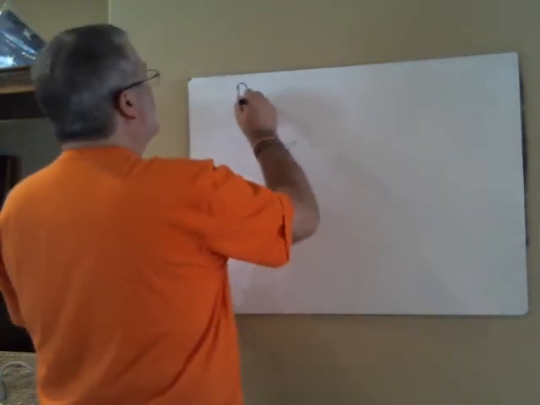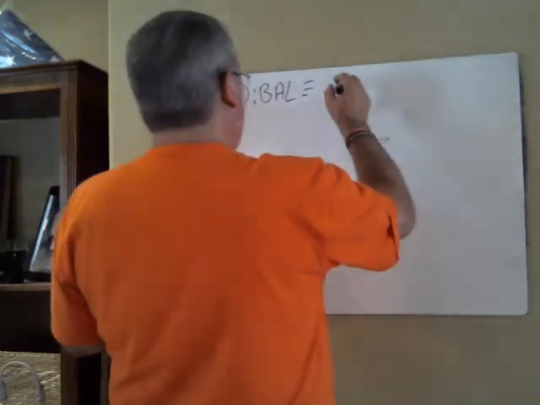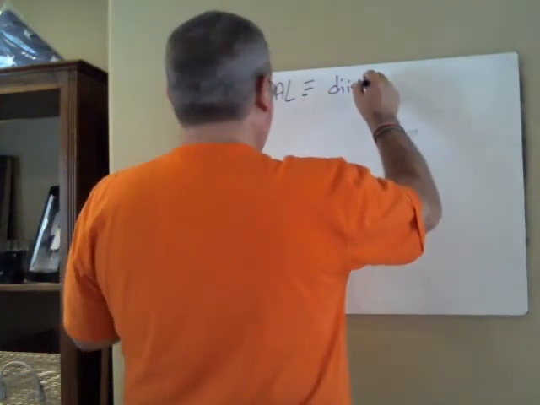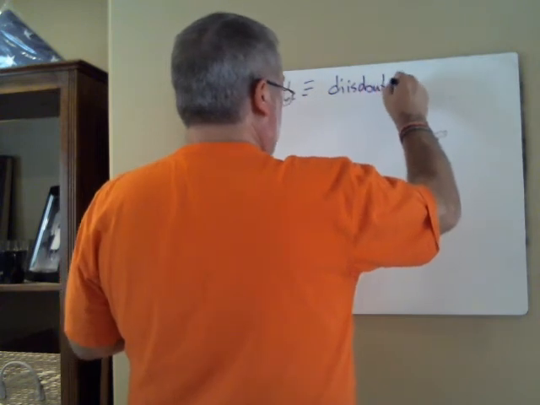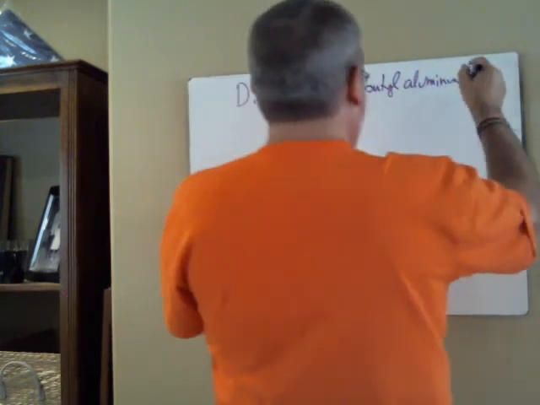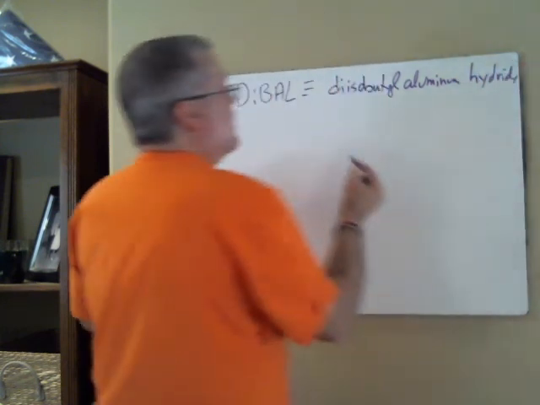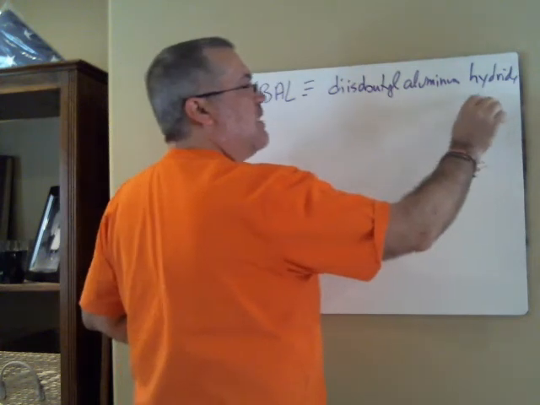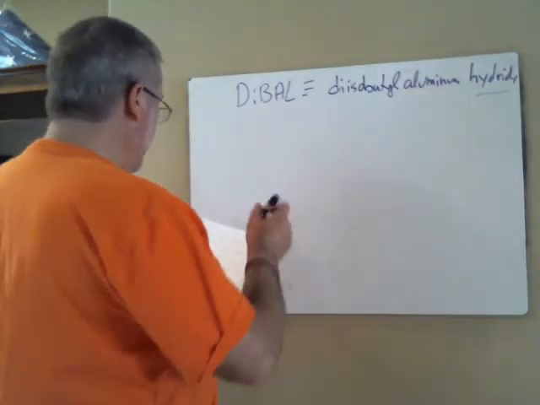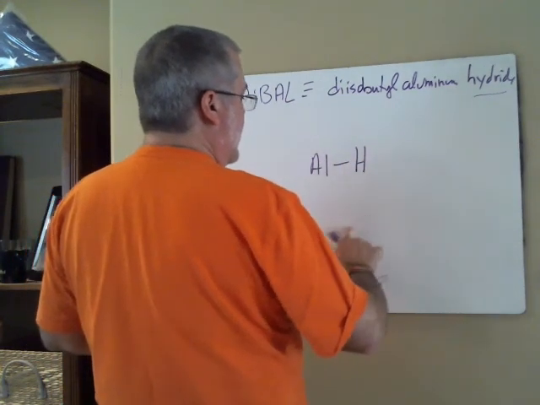DIBAL is diisobutylaluminum hydride. Diisobutylaluminum hydride, DIBAL. And it is a hydride reagent. But look at its structure. It has the aluminum and it has a hydride.